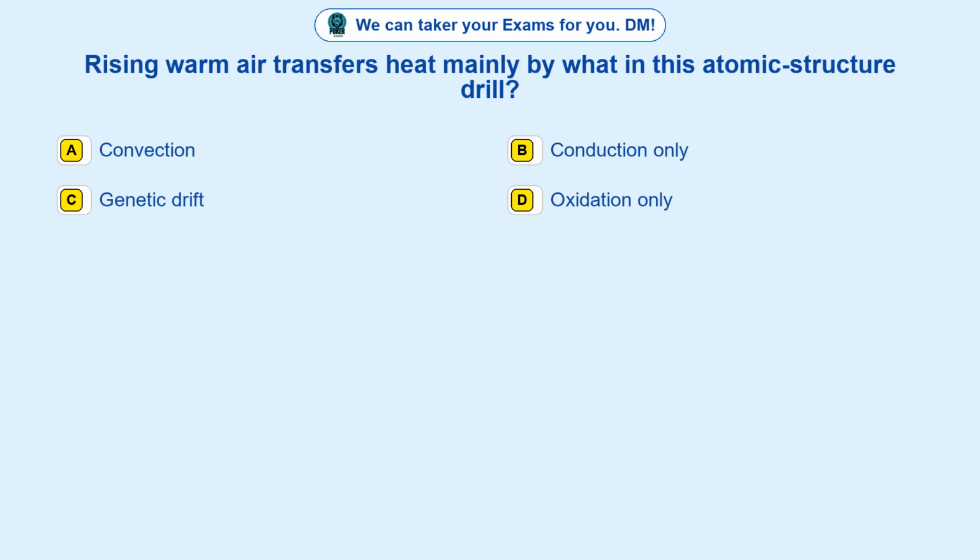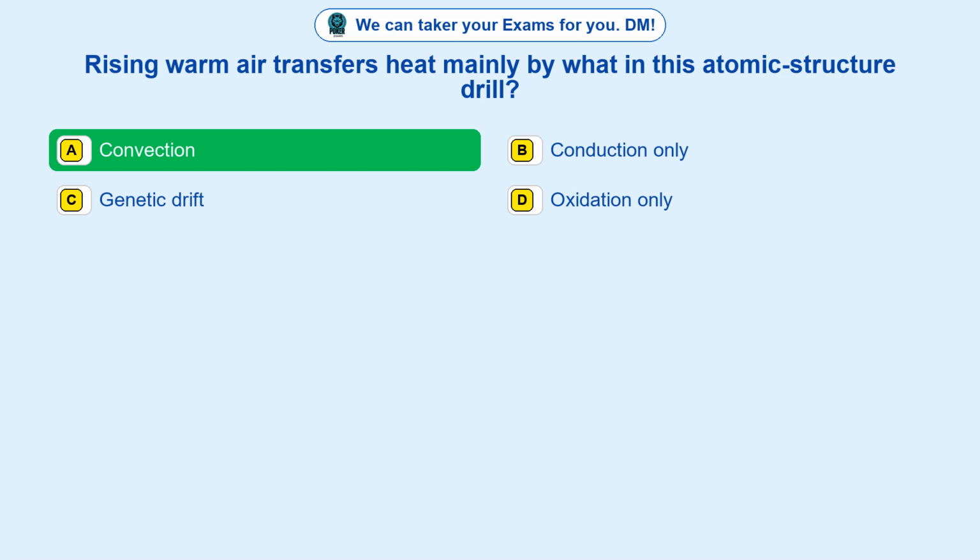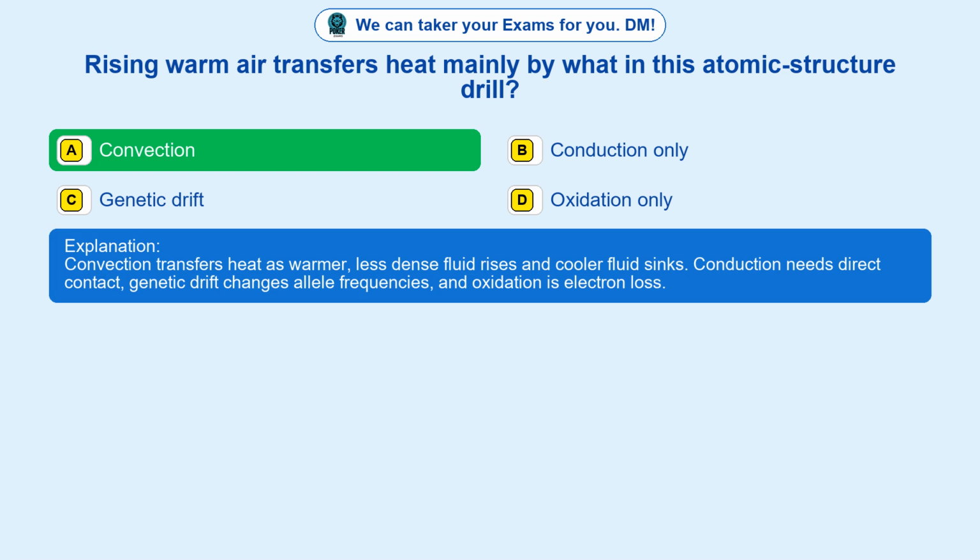Question 76. Rising warm air transfers heat mainly by what in this atomic structure drill? Option A, convection. Option B, conduction only. Option C, genetic drift. Option D, oxidation only. The correct answer is option A, convection. Convection transfers heat as warmer, less dense fluid rises and cooler fluid sinks. Conduction needs direct contact, genetic drift changes allele frequencies, and oxidation is electron loss.